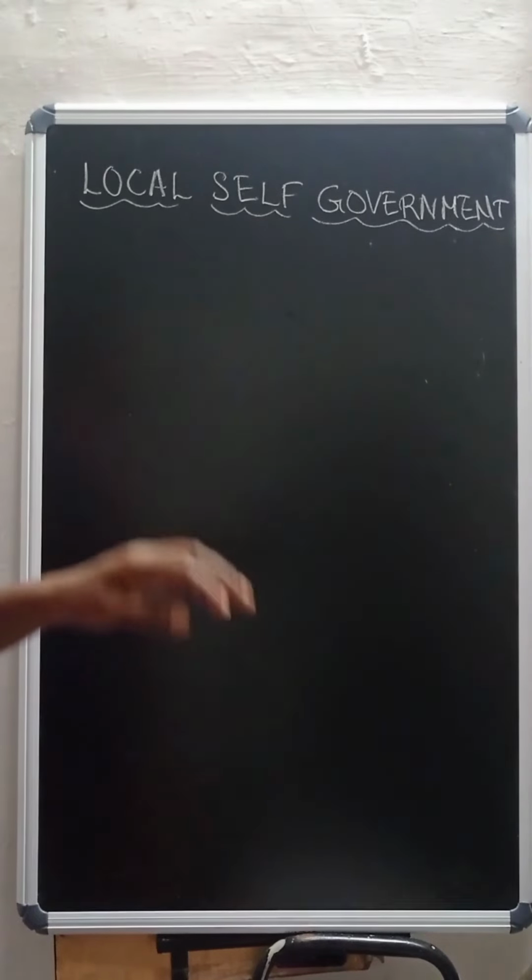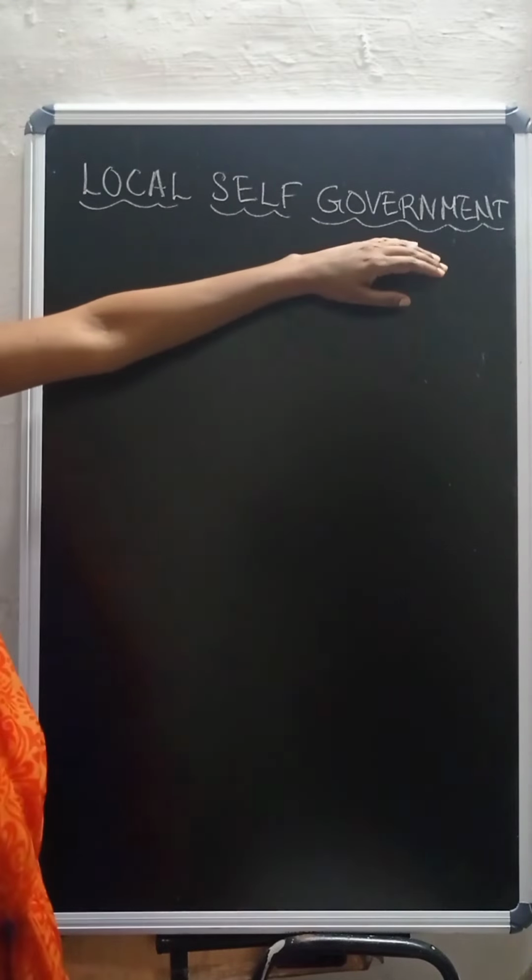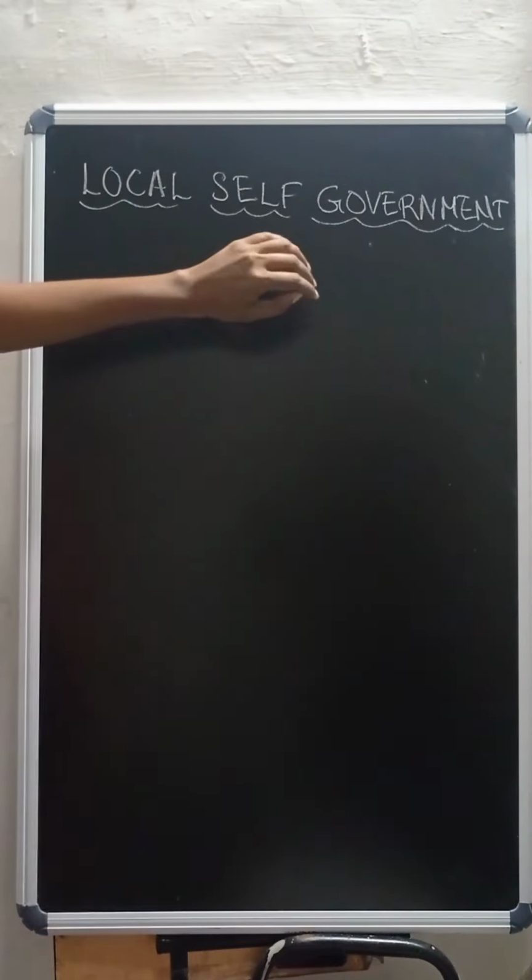Hi students, in today's class we are going to see about local self-government. In your previous chapters you have already studied what is government, what is the necessity of the government, and there are three levels of government. What are the three levels of government? The union government or the central government, and then the state government, and the third level is the local self-government.